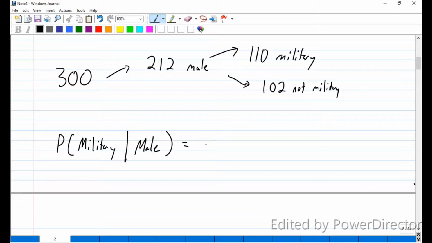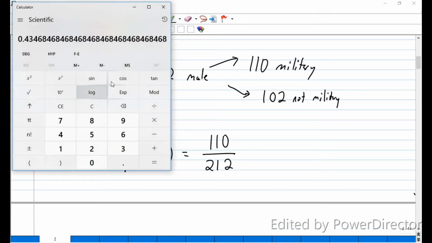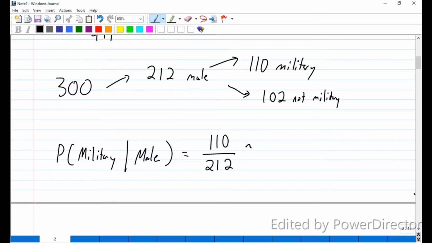So how many total males were there that applied? 212. That's the total males. How many of those were in the military? 110. That's the answer. Okay, so in this case, using a little math sense, writing some stuff down makes this a lot easier. So I divide and probably get a decimal. So about 52%, about 0.52.